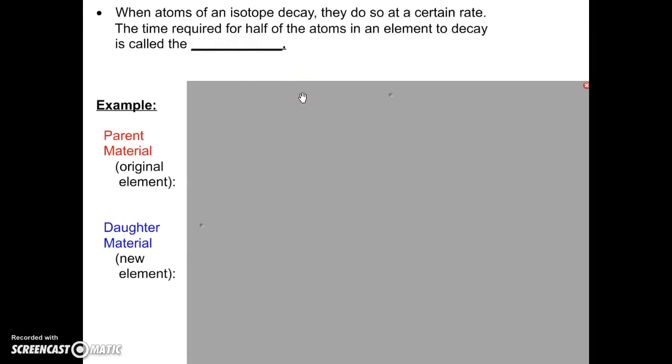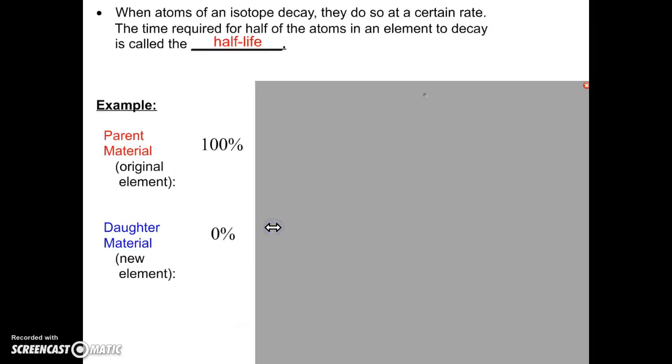When these radioactive elements decay, the decay happens at a certain rate, a certain speed. The time that it takes for half of the atoms to decay is called the half-life. So let's say that an animal just died, and the animal has carbon-14 in it. The moment that it dies, all the carbon-14 is still there. 100% of it is there.